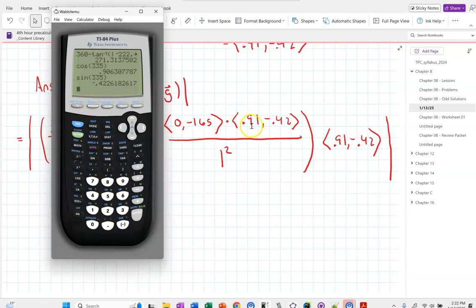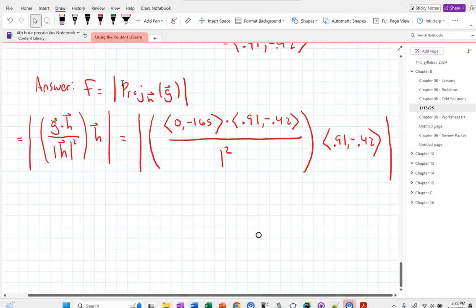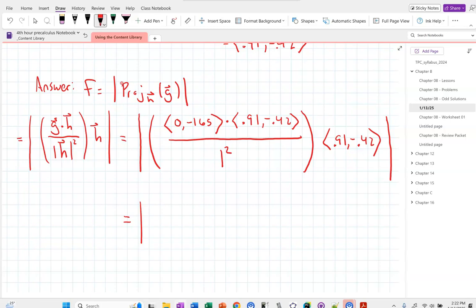All right, so let's go ahead and do that dot product. So I'm going to have 0 times 0.91, and well, that's just 0. And then negative 165 times negative 4.2 is going to be, grab that answer, 69.73. Everybody's okay with this so far?